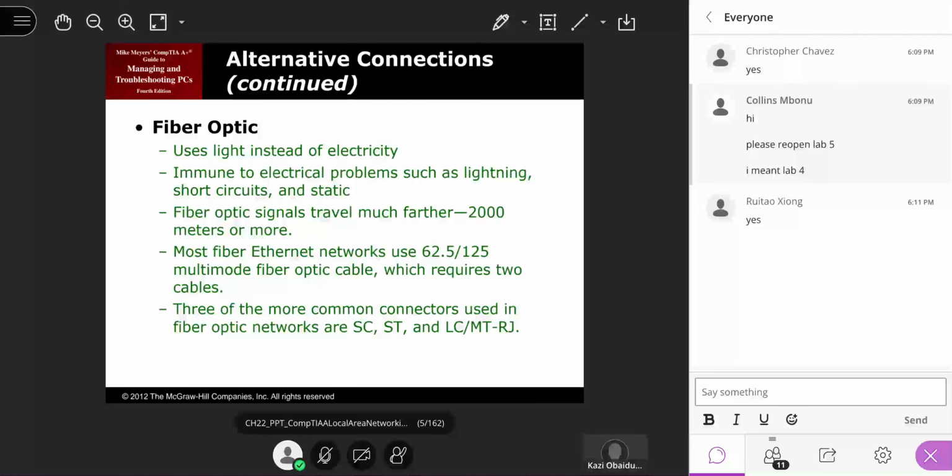Optic fiber uses optic. What does optic mean? Optic means something related to light. We are using light for signaling purposes.